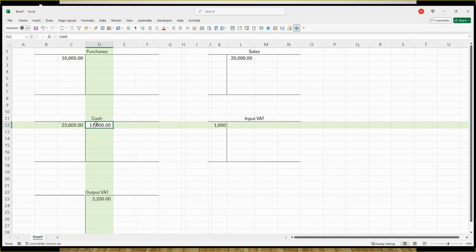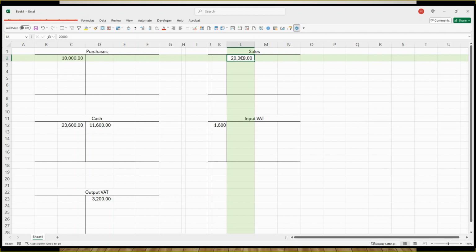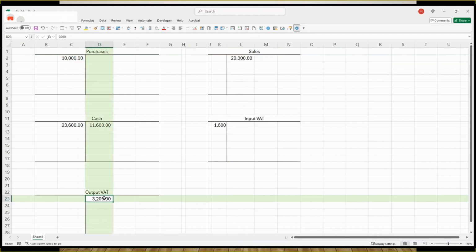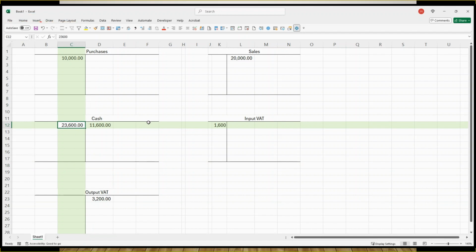Okay, now for the sales invoice, the journal entries will be a bit different. When you make a sale, you debit either cash or accounts receivable for the total sales amount, which is 23,200 shillings. You then credit your sales account for the actual sale of 20,000 shillings, and the remaining amount of 3,200 shillings will be credited to the VAT output account.